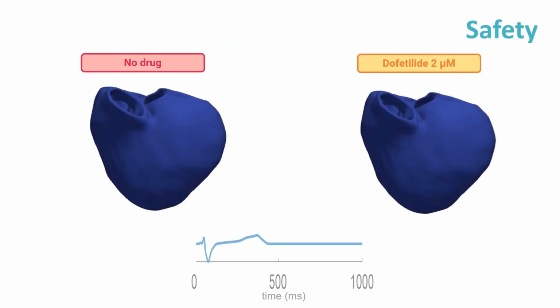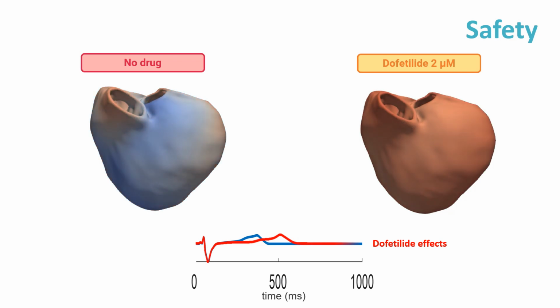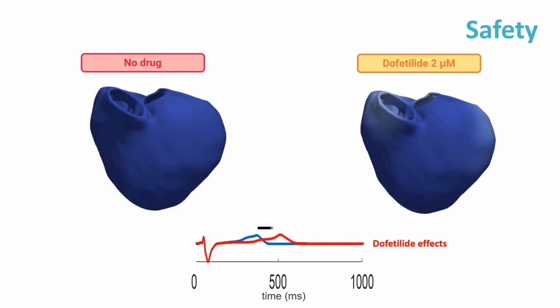Drugs, such as dofetilide, can delay the electrical repolarization of ventricles, corresponding to a prolongation of the QT interval of the ECG. This is an indicator of torsade de pointes risk.